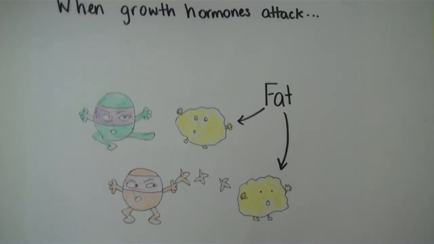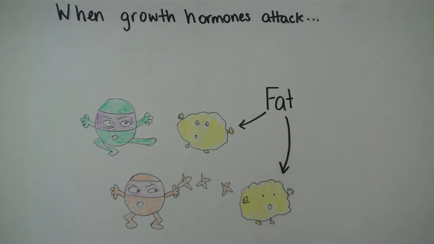It also breaks down fats in the tissues to increase fatty acid levels in the blood, which can be used as fuel instead of glucose. Problems with the secretion of growth hormone can cause dwarfism or gigantism.